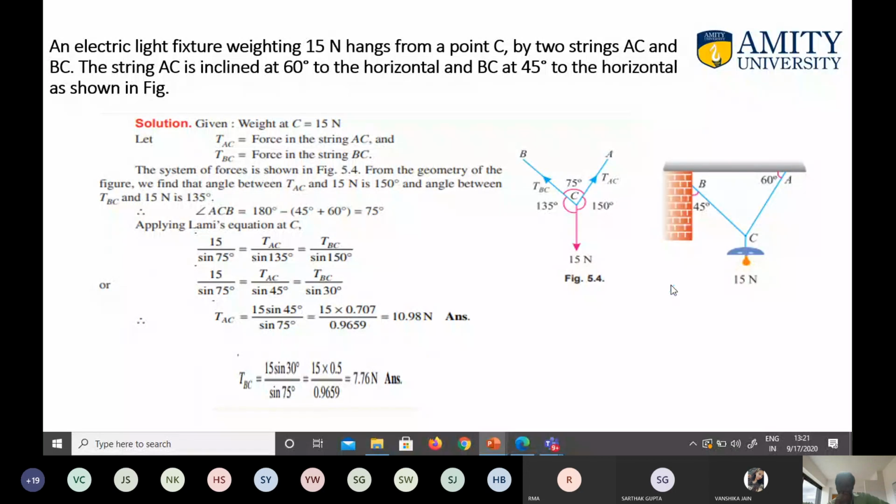Earlier I have told you, this is what we are doing right now for coplanar force system, concurrent coplanar force system. That means all the forces which are in the system must pass to a common point. Okay, so they must pass to a common point.